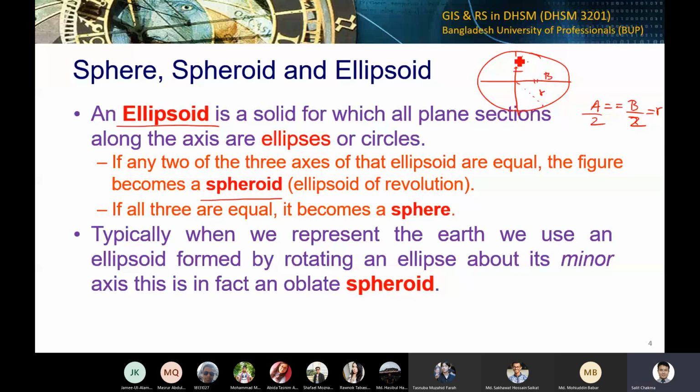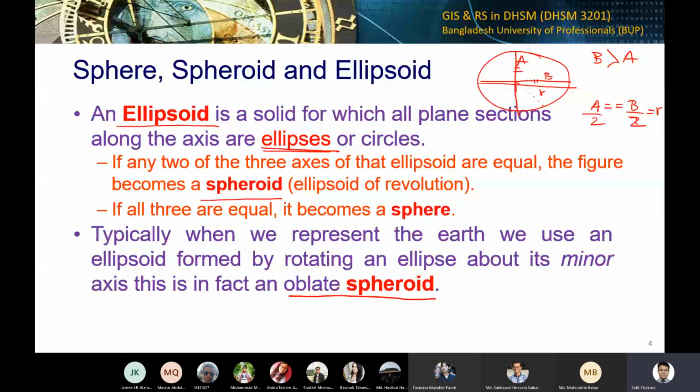Now if we do not make a and b equal, if a and b are not equal, that means, for example, let's say b is larger than a, so the length of b is longer than the length of a, we would say that this is an ellipse. Okay, this is an ellipse. So when we rotate this, we get an ellipsoid, or we could say it's an oblate spheroid. Okay, this is an oblate spheroid.